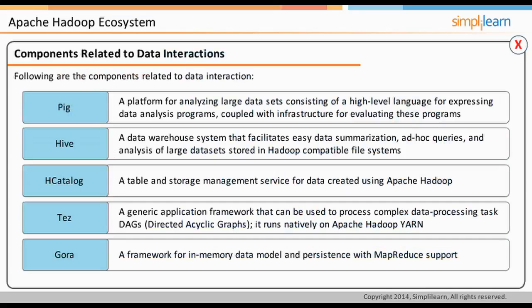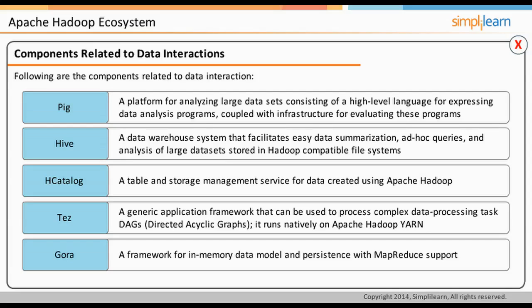Let us now discuss the components related to data interactions. These are as follows. Pig is a platform for analyzing large data sets that consist of a high-level language for expressing data analysis programs, coupled with infrastructure for evaluating these programs. Hive is a data warehouse system that facilitates easy data summarization, ad hoc queries, and analysis of large data sets stored in Hadoop-compatible file systems. HCatalog is a table and storage management service for data created using Apache Hadoop.